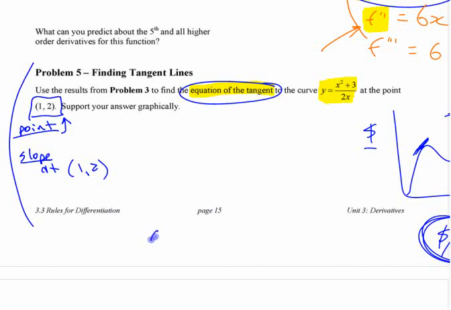I would like you to do that one and then check it on your calculator. Remember that you can put the actual function in, and then there's that draw tangent line. So you can draw the tangent line, it'll spit out the equation. Use that as a check. Do it first analytically by finding the derivative of this.